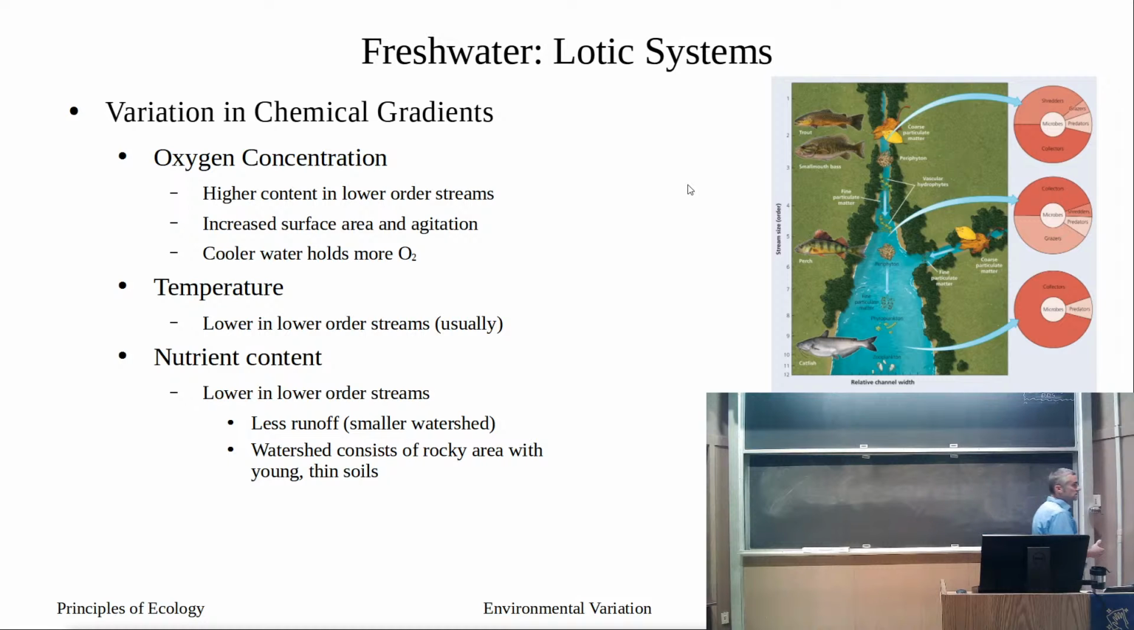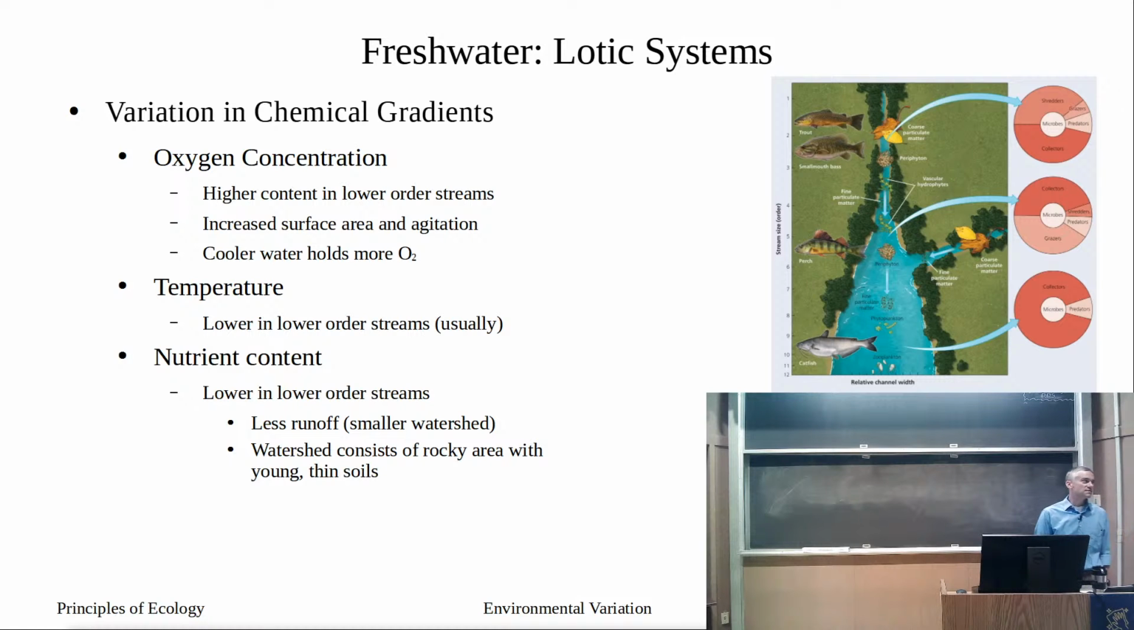What about the chemical gradients? Well, we also see a change as we move down our continuum. Oxygen concentration changes, and that has an effect. I mean, that's our law of tolerance. What we see is you generally have a higher oxygen content in these lower order streams. Why is that? Well, it's a couple of reasons. One, those streams tend to be smaller. Their volume tends to be less relative to the surface, which means you're going to have more agitation, increased surface area, and agitation leads to increased dissolution of oxygen into that water.